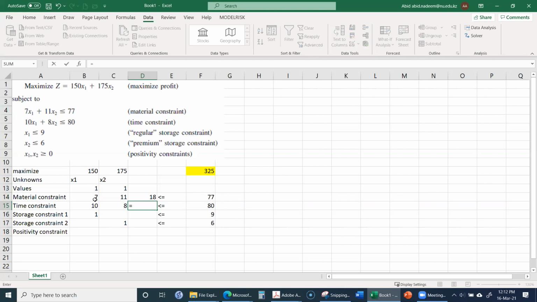And then the second formula is 10x1 plus 8x2, which is equal to 10 times x1 plus 8 times x2, just this one. Okay, I think these are the two values which I needed.